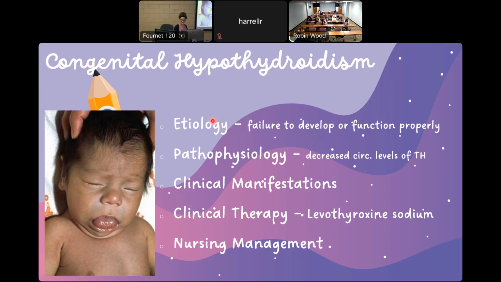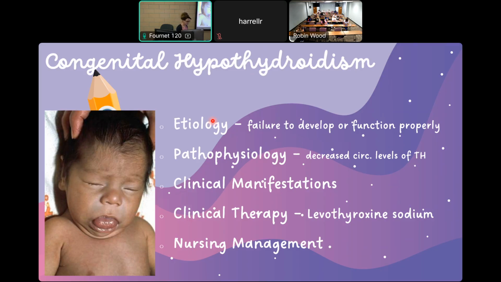You said this comes from meds? It can come from a pregnant mom taking medication for hyperthyroidism to bring her thyroid, her T3, T4, down. Yeah, that can cause hypothyroidism in the baby.